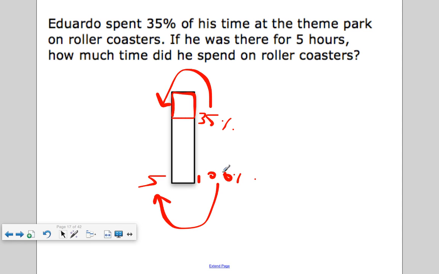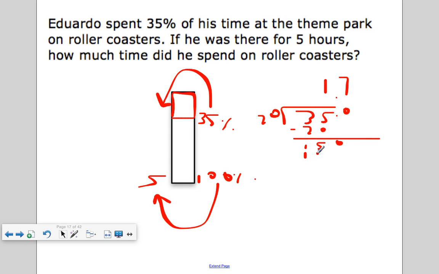Divide by 20. So if I divide 35 by 20, it goes in one time. 35 minus 20 is 15. Bring down the 0. How many 20 go in 150? 7 times. 150 minus 140 is 10. Bring down the 0, it goes in 5 times. So he spends 1 3/4, or 1 75/100, hours on a roller coaster out of 5 hours, which is 35 out of 100.